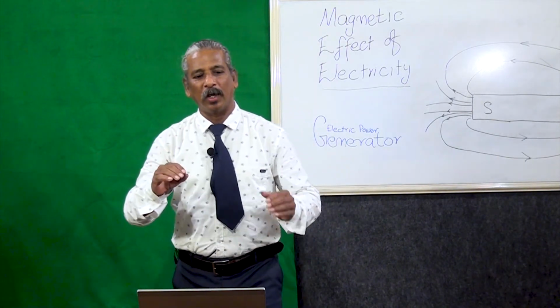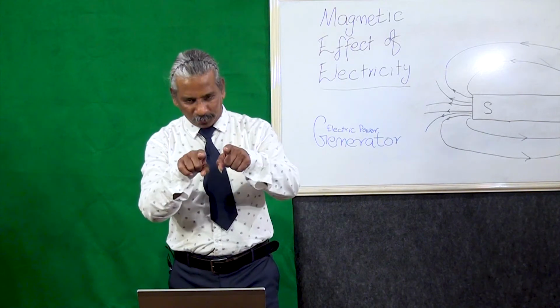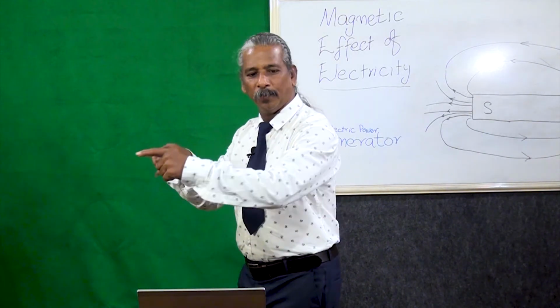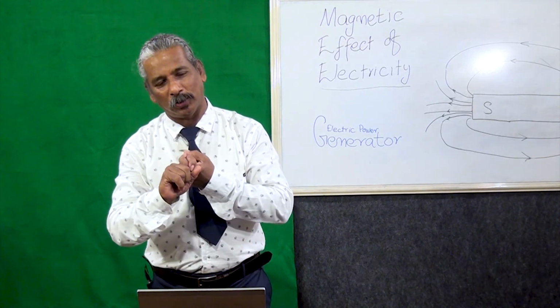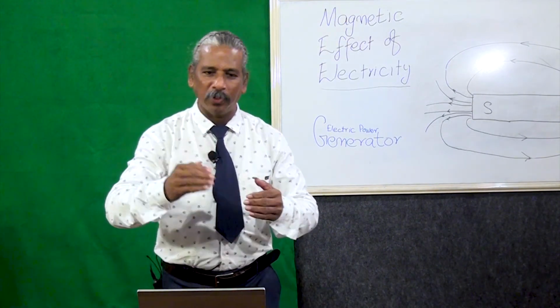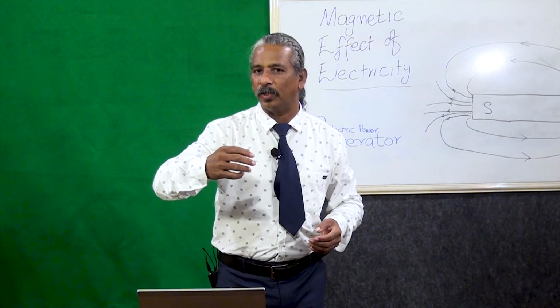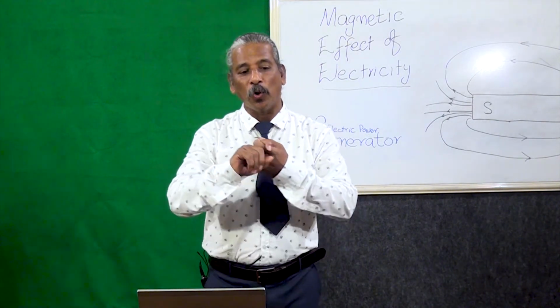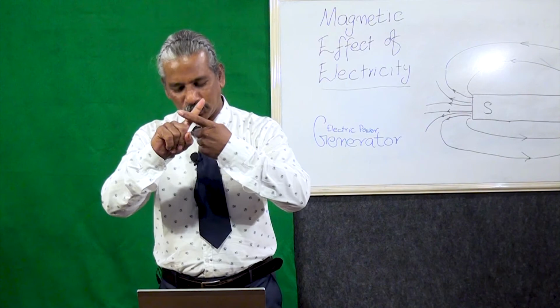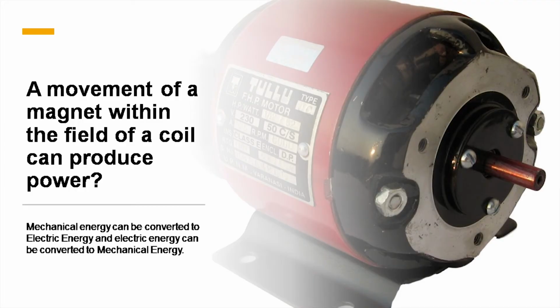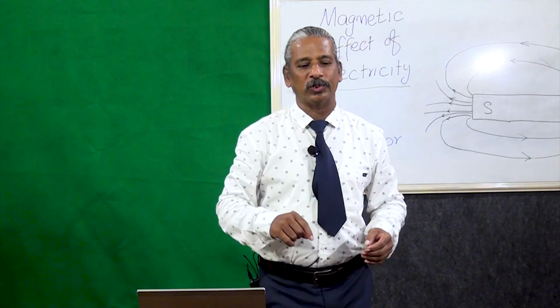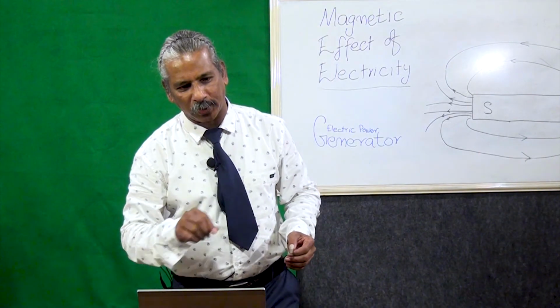And magnetic field lines are always parallel. They go parallel around the conductor. No two field lines will cross each other. That's very important when we study the theory of generators, power generators. A movement of a magnet within the field of a coil can produce power. That's the basic principle behind all generators.